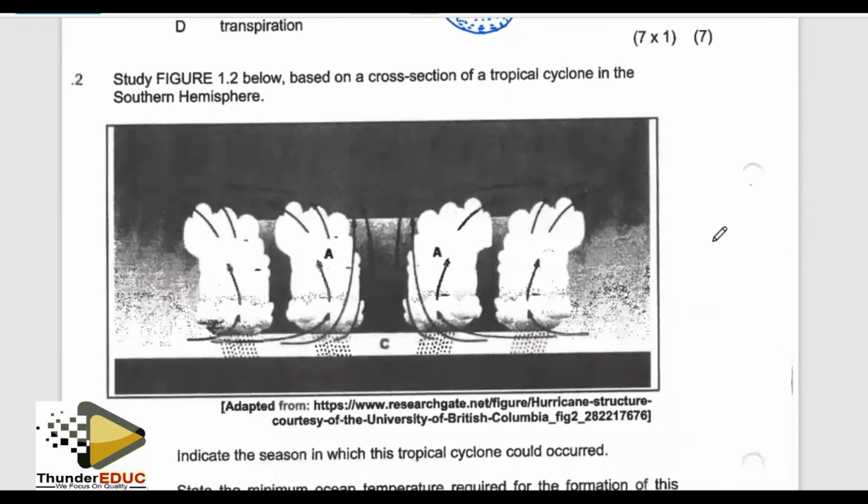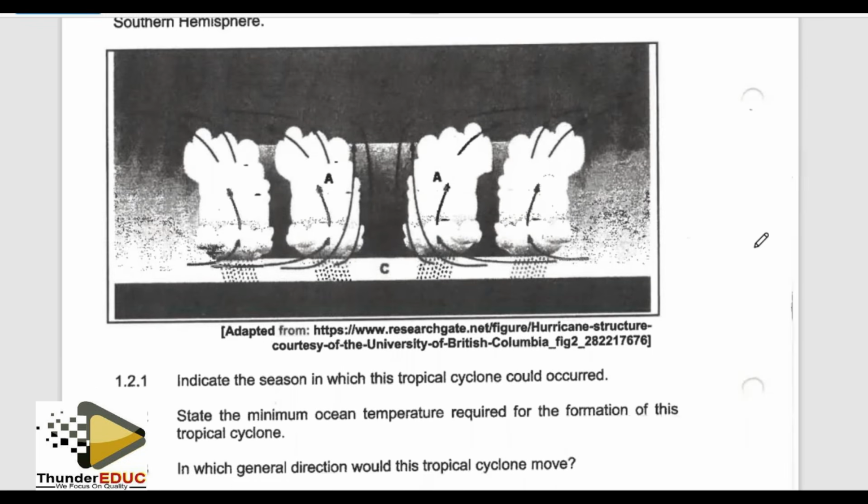Let us proceed to question 1.2, which says, study the figure below based on a cross-section of a tropical cyclone in the southern hemisphere. All right, this is our tropical cyclone. As you can see, it's labeled A, there is C there. Can't see other labels, but we shall see what to do.